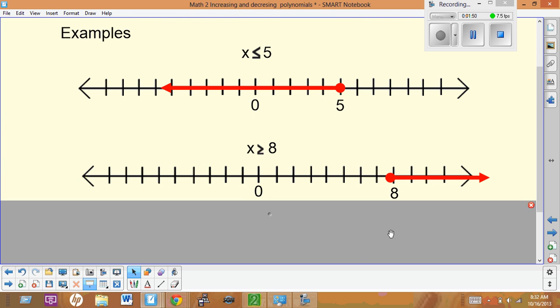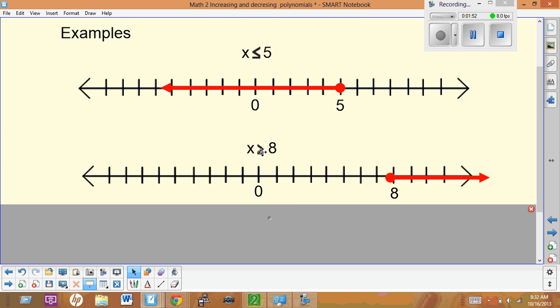Here's another one. x is greater than or equal to 8. Again, because it's equal to, closed dot on the 8. He's a little off, but that's okay. Closed dot on the 8. And we're pointing the arrow in the direction of all the numbers that are greater than 8, like 9, like 10, like 11, and so forth. So that points to the right.